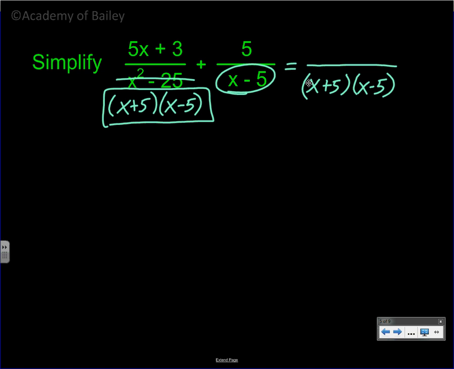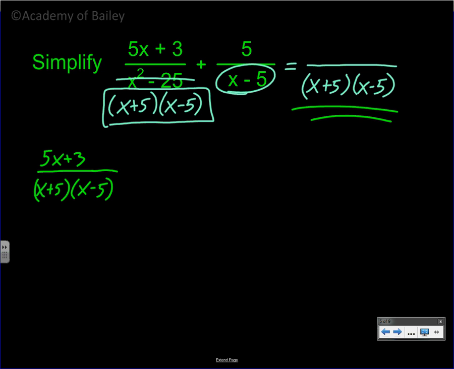Now let's go ahead and figure out what our equivalent fractions are going to be. So we have 5x plus 3 over top of x plus 5, x minus 5. Now there's nothing additional in the denominator, so I'm going to leave this fraction like that. We don't need to change it because everything that's in the denominator on this fraction is in the denominator on this fraction, and there's nothing additional. So x squared minus 25 was going to be the common denominator.